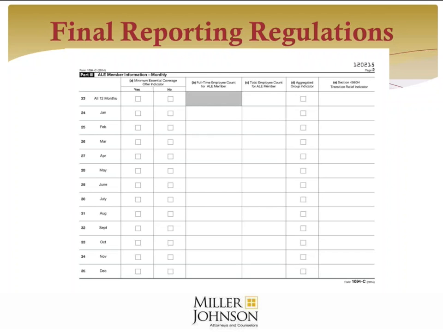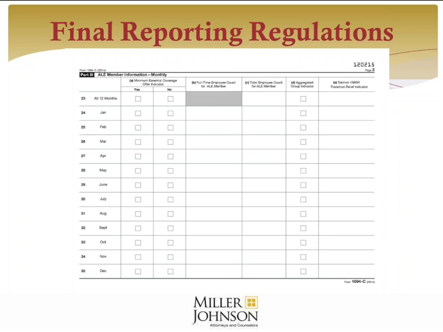Column D is aggregated group indicator code. So if you checked that you were in a controlled group on the first page of this form, you would indicate which months you are actually in a controlled group. Generally, I think that will be all 12. And column E, again, says Section 4980H Transition Relief Indicator. If you checked box C on the previous page, you have to complete this column.